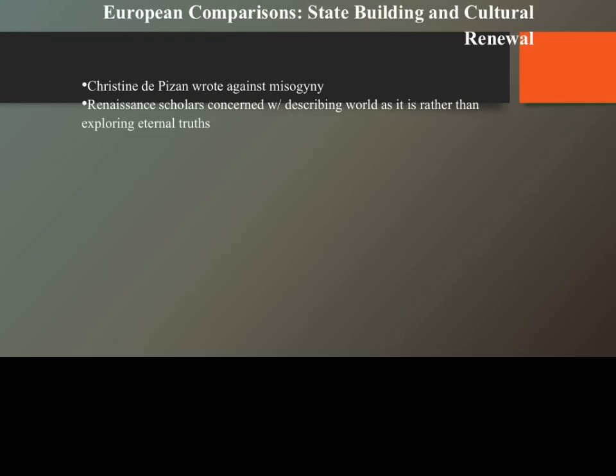Christine de Pizan wrote against misogyny, which is the hatred of women. And that was very important because that's a completely new idea, especially in such a heavily patriarchal society. And the Renaissance scholars were heavily concerned with describing the world as it is rather than exploring eternal truths like they had been in the past. And there's that focus on individuals and achieving and what's there in front of them.